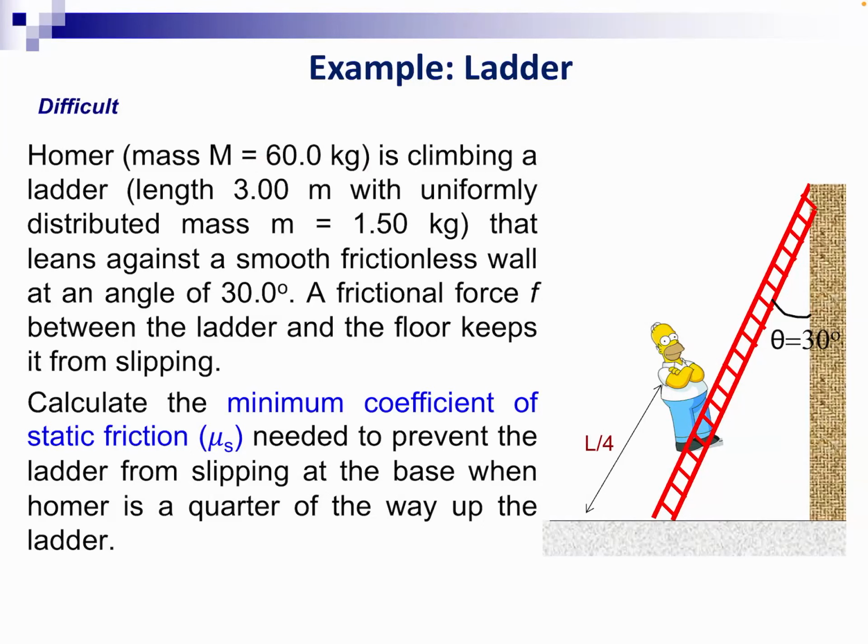If the ladder were to stay in equilibrium so that it will not slip, there should be a frictional force between the ladder and the floor. What we want to find is essentially the coefficient of static friction that's needed to prevent the ladder from slipping at the base, around here. What should be the coefficient of friction between the ladder and the base so that the ladder and Homer will remain in static equilibrium in this condition?